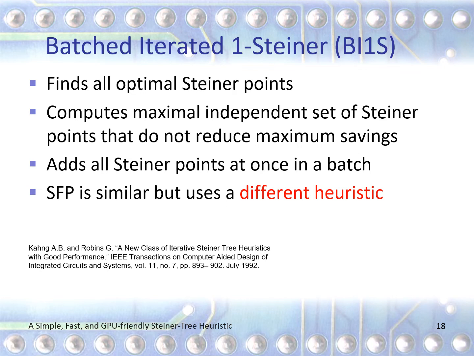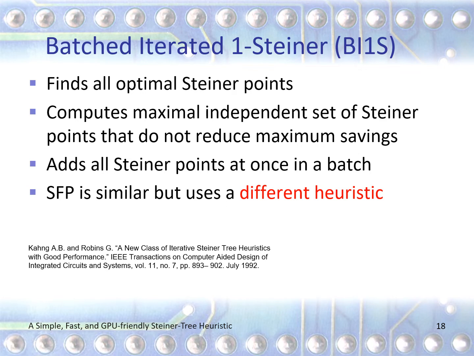In this portion of the presentation, I'll be covering some of the most pertinent related work. The batched iterated 1 Steiner, or BI1S heuristic, starts by computing all optimal Steiner points. It then finds a maximal independent set of these Steiner points that shorten the wire length without reducing the MST cost savings of any of the other points in the set. These Steiner points are incorporated in a single batch. This process repeats until there are no more Steiner points that result in savings.